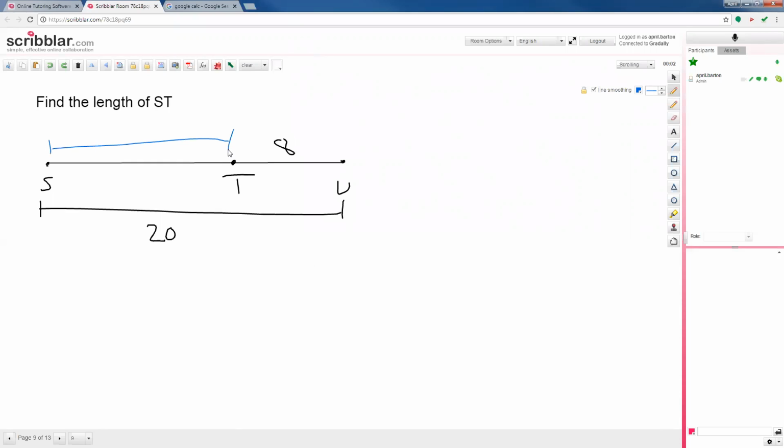When you subtract, good. This time we subtract the two numbers. So 20 minus 8 is 12.